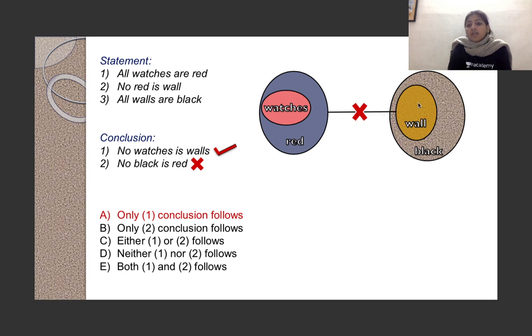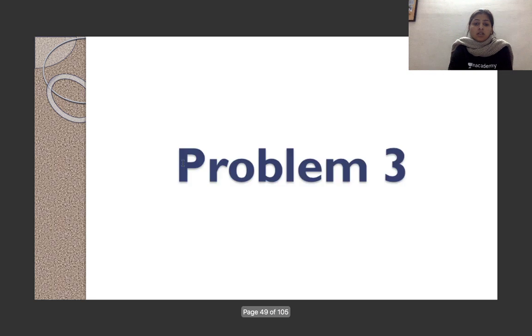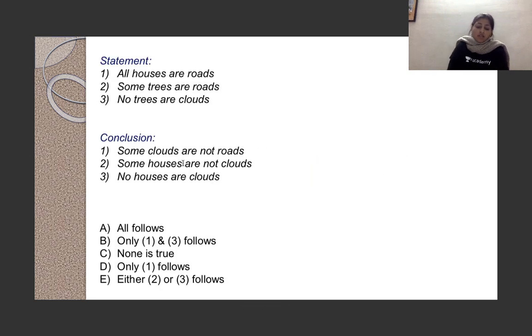So this part of black, which is wall, got negatively related to red, but not the entire part. So we don't know what is the relation between red and this other part of black which is not wall. So we can't say that all black is negatively related to red. No, only some part of black is negatively related to red. So if it was some black is not red, it would have been correct, but no black is red is false. The answer is only 1 follows. Next.